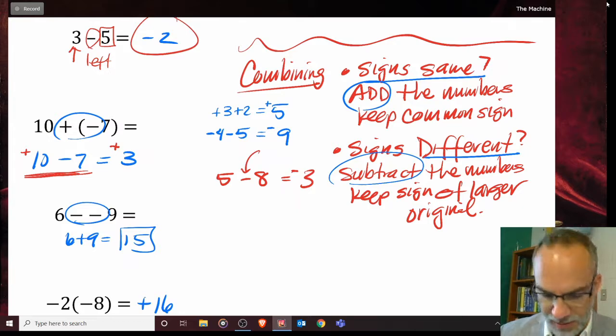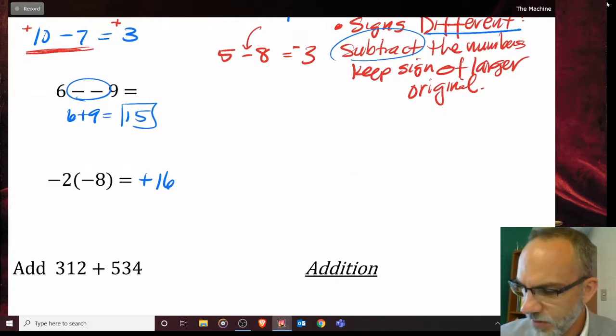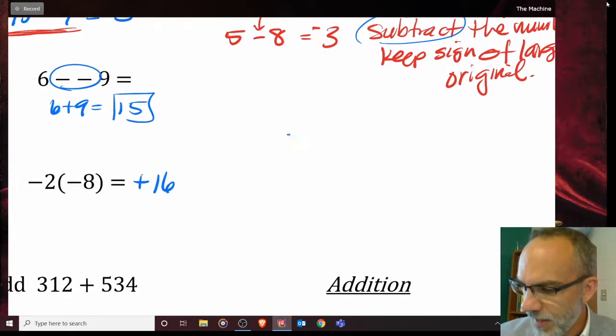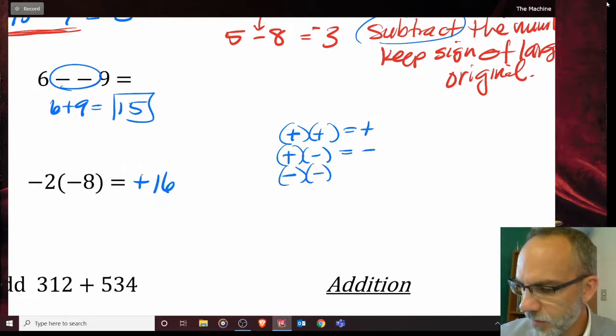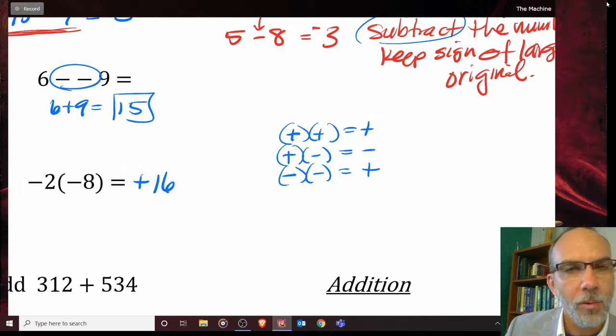Okay, and then you probably know that when you multiply, a positive times a positive is equal to a positive. A positive times a negative is equal to a negative, and a negative times a negative is equal to a positive. Why? Why does a negative times a negative equal a positive?